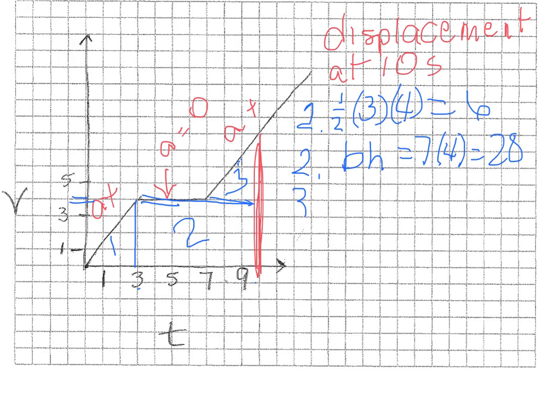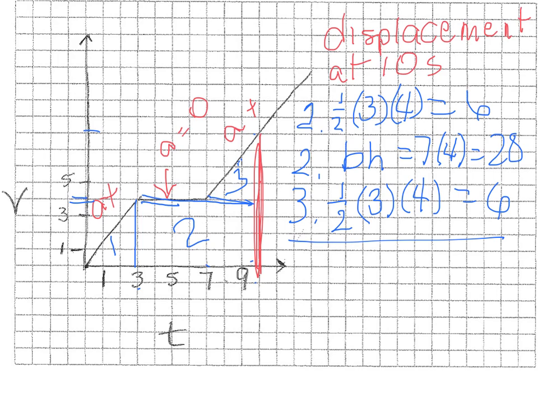And then our third section is another triangle, which is 1/2 base times height. So it's 1/2. Our base goes from 7 to 10, so that's a change of 3. And our height is going from 4 to 8. So that's a change of 4. So 1/2, 3 times 4, which is 6.